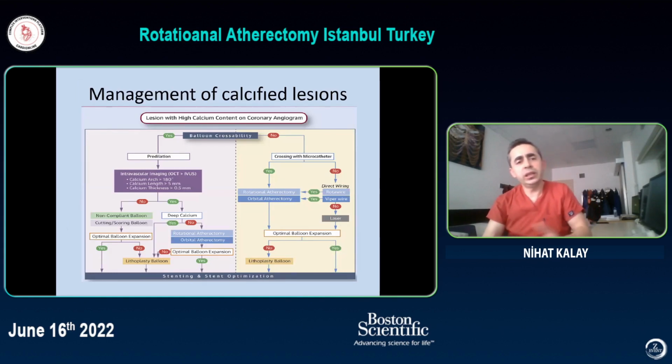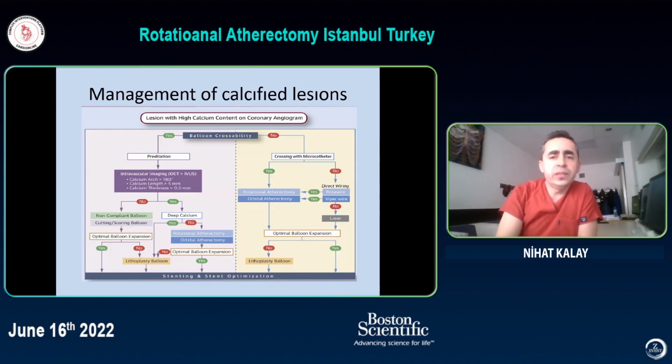Dr. Raja actually mentioned this algorithm. We have different algorithms to manage the calcific lesion. In all algorithms, the use of IVUS is essential. Calcification arc, calcification length, and thickness are important parameters. If you have any of the above parameters, or you have deep calcification, you need advanced techniques to perform optimal PCI. If you have none of them, you can use a non-compliant balloon or scoring balloon, according to your patient.